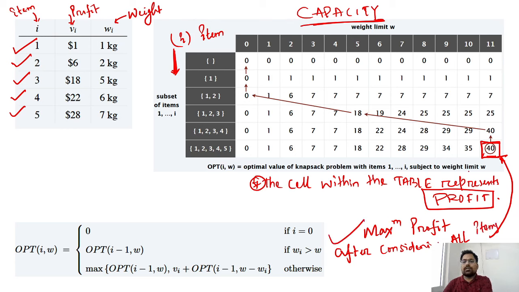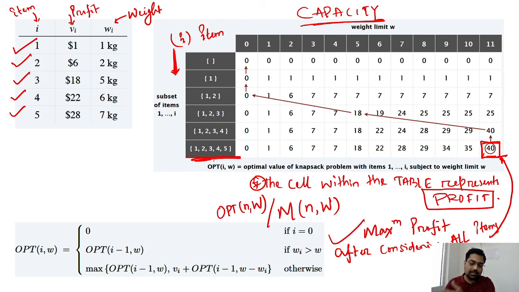Okay. So this is the maximum profit. The last one says this is also MN as per the program, or else we can say it is OPT N, W. The N is the number of items or elements, or you can say the products. These are like 5 and this is 11, the maximum one. That is what it says, N, W. This is what our target is. This is what our result is.